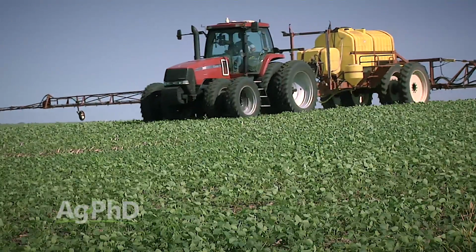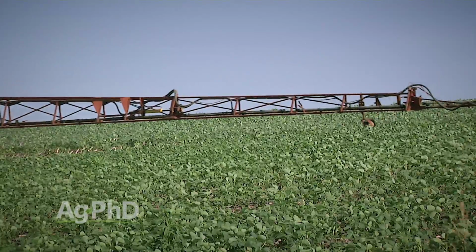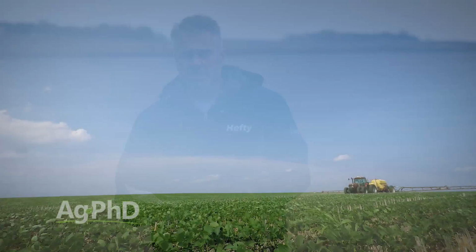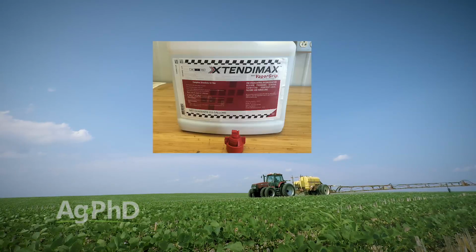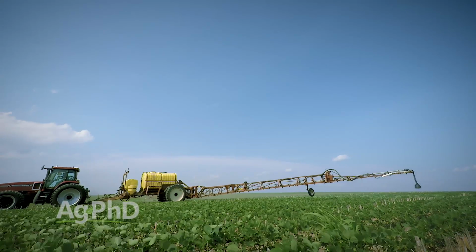In addition to that, you've got these new products that are coming out. Engenia, that's got the BAPMA salt. That's going to be from BASF. And Engenia has dramatically less volatility than even Clarity did. That's going to be their soybean product. Monsanto's going to have a soybean product also to go over the top of Xtend beans called XtendiMax. XtendiMax is nothing more than old Clarity plus this VaporGrip product to reduce volatility and drift. So they're kind of going about it two different ways. BASF is using a different salt to reduce volatility. Monsanto is using some other product they're adding to the old Dicamba to reduce volatility.